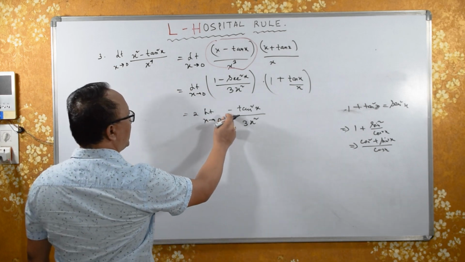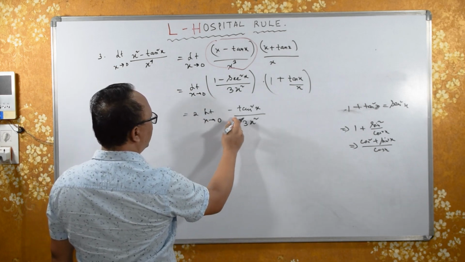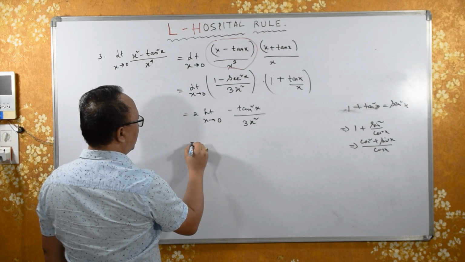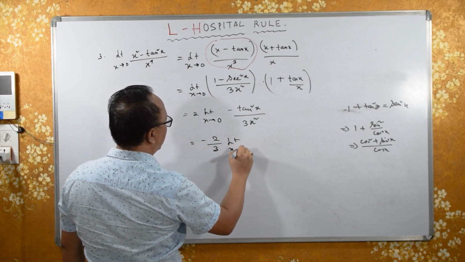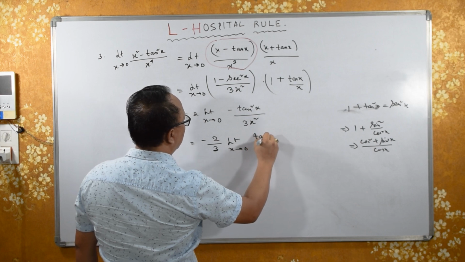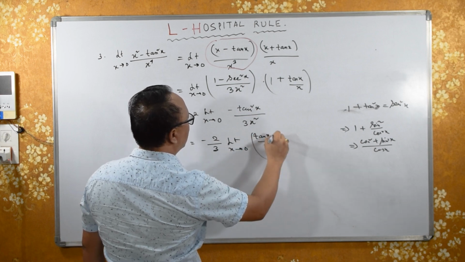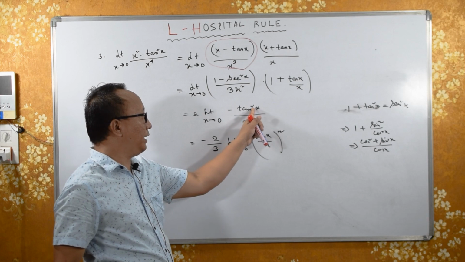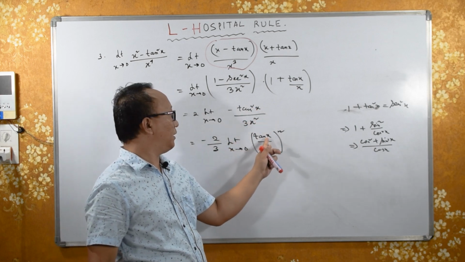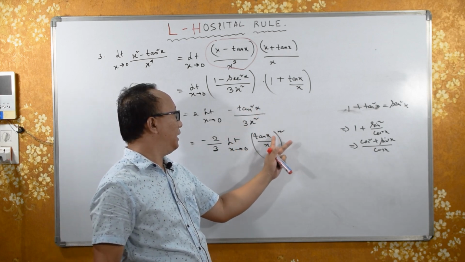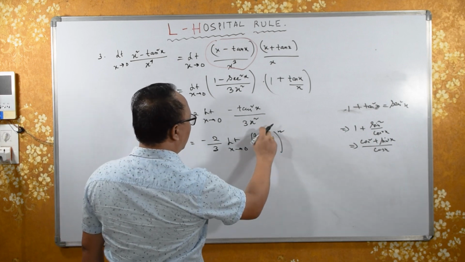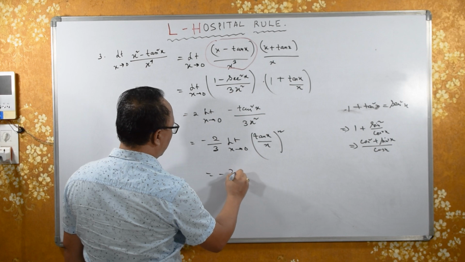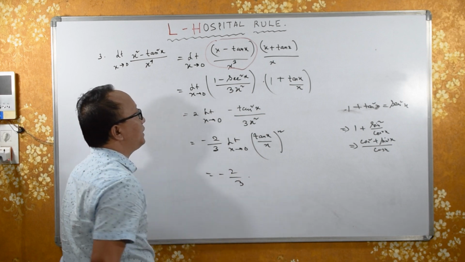Now this I can send 3 outside, minus outside and 2 outside. This is minus 2 upon 3 limit of x tends to 0, tan x upon x the whole square, because this square and this square I can take square on bracket and then I can keep a square outside. When x tends to 0, this becomes 1. Therefore it becomes 2 by 3. This is the required answer.